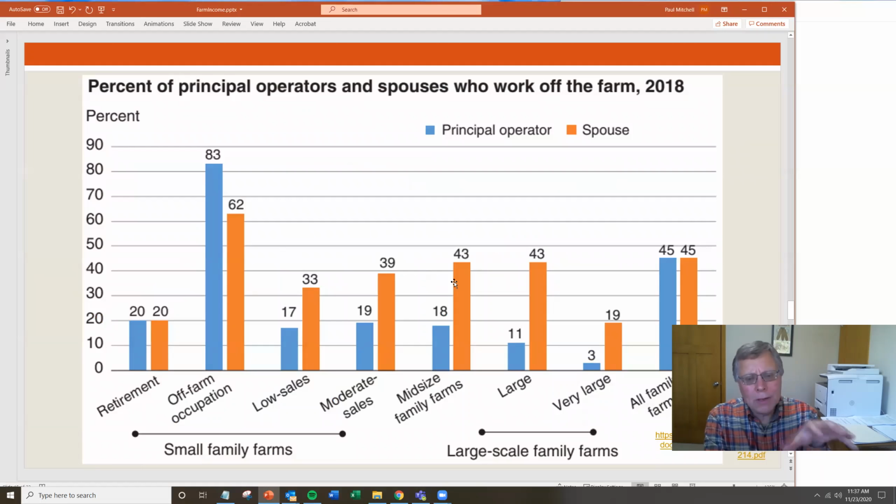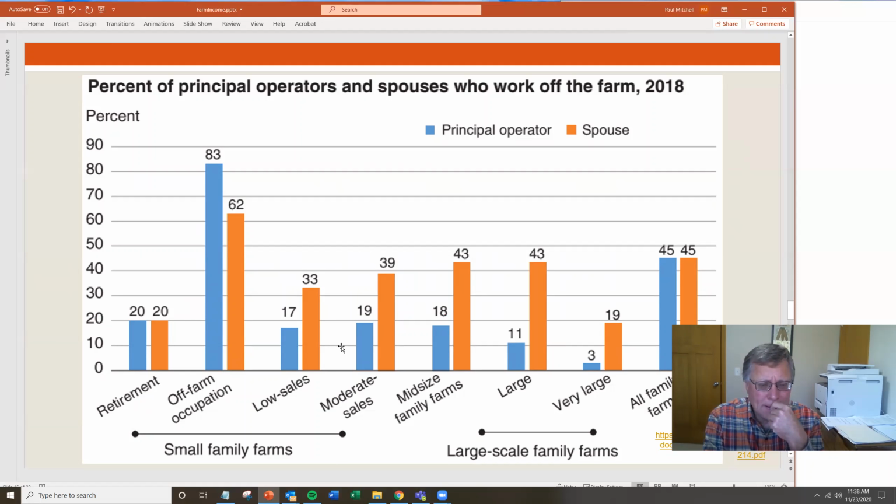So what I want to do now is just look at the percent of operators and their spouses who work off the farm. The blue is the operator and the spouse is the red or orange color. Not surprisingly, those who consider themselves off-farm operators, where the operator or the spouse works off the farm, are by far the largest category. But a lot of these other ones consider themselves full-time farmers. They still have, 10 to 20% have a job the principal operator does off the farm. And then the spouses as well, about 40, 45% do.